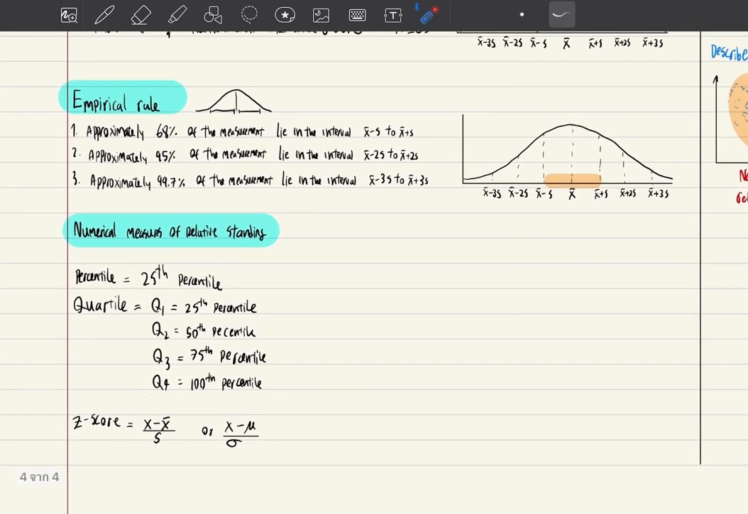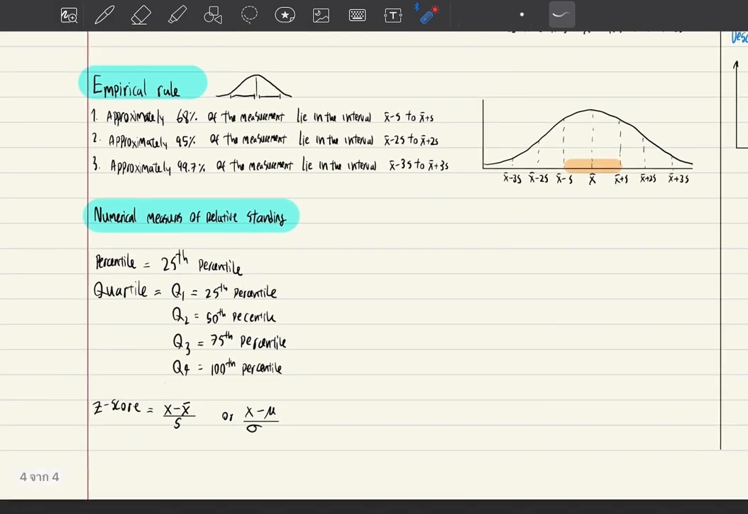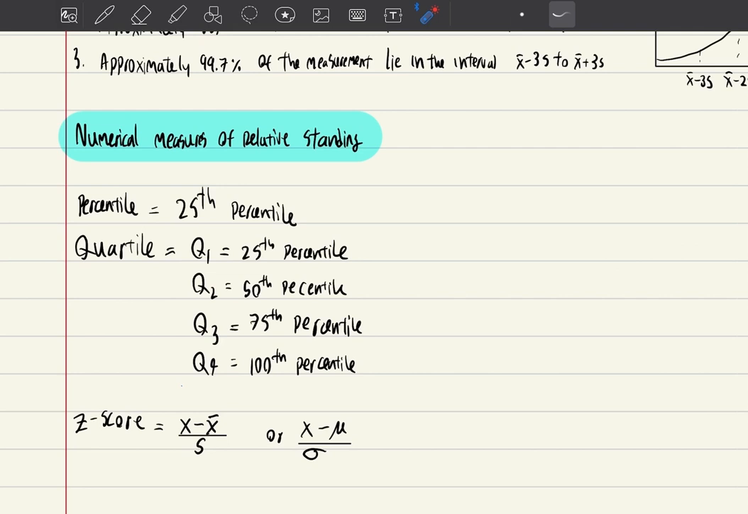The next part is numerical measures of relative standing. The relative standing is a descriptive measure of the relationship of a measurement to the rest of the data. The percentile means that X percent will fall within the X percentile. For example, the 25th percentile will have 25% of the observations fall within this percentile. From 0 to the 25th, we have 25% of the observations fall between this range.